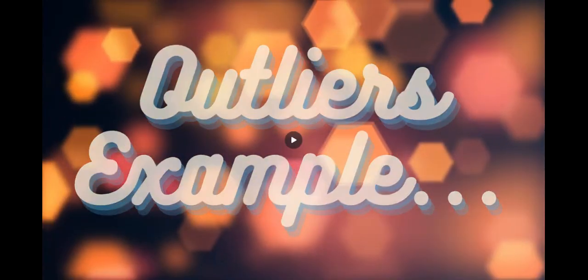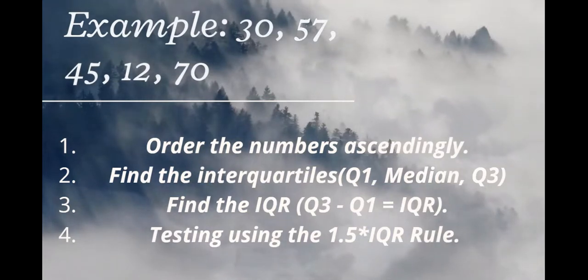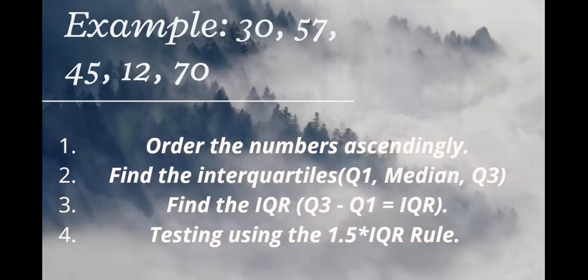Outliers example. Example would be we have these 5 numbers: 30, 57, 45, 12, and 70. And we need to find the outliers, if there are any, in those numbers. The first step would be to order the numbers ascendingly, because we need to find the interquartiles. So we need to find quartile 1, the median, and quartile 3. The median is the same thing as quartile 2. Next, we find the IQR, which is the interquartile range, and that's quartile 3 minus quartile 1.